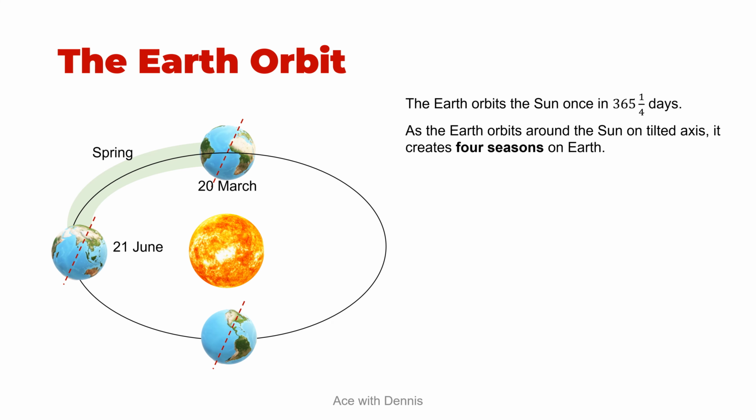When the Earth is at this location, the date is 23rd of September. From 21st of June to 23rd of September, the season is summer.